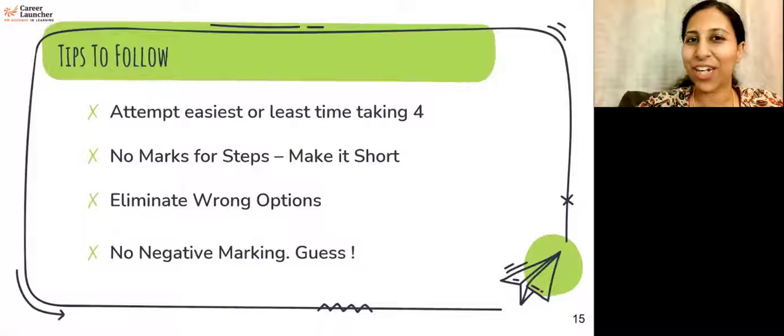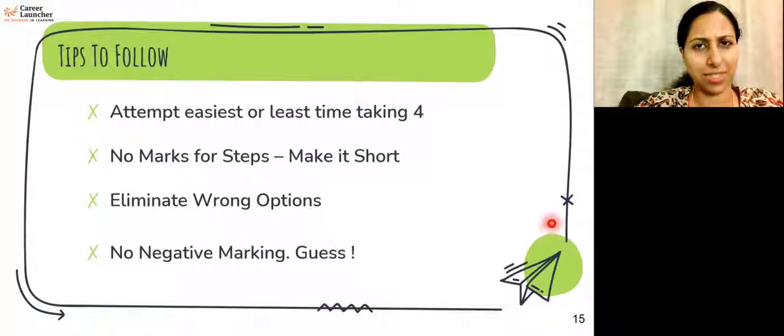There are a few tips I would like to share in the context of evaluating. Attempt the easiest or least time-taking 4. During the course of your analysis, you may find that some questions take more time to attempt compared to the others. Please spend your time on the easiest 4 of the 5 questions. There are no marks for steps. Please make it short. You need not write too many calculations. You can do this in your rough work. It's just 1 mark questions here, and the mark is only for the correct answer choice.